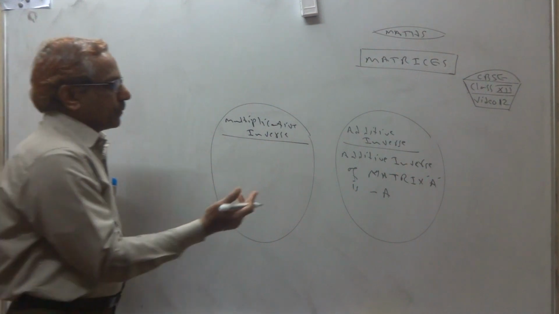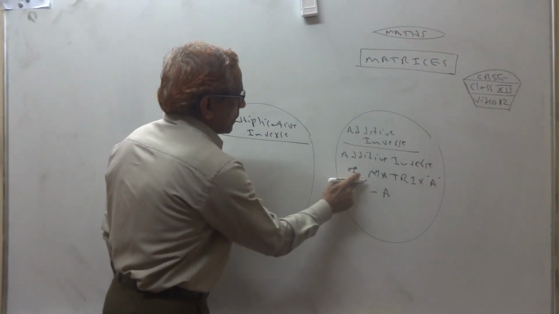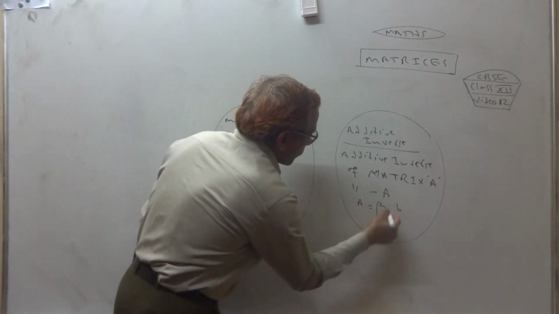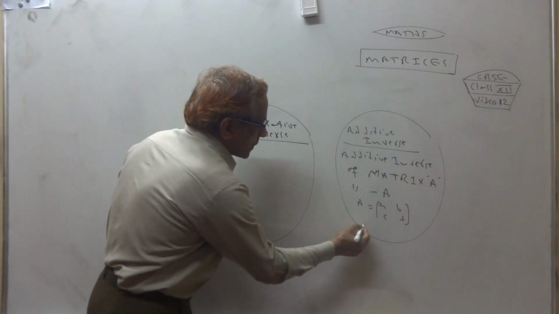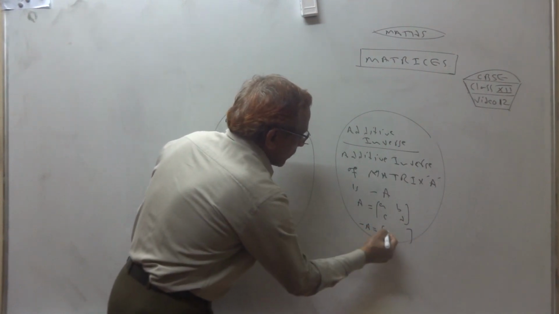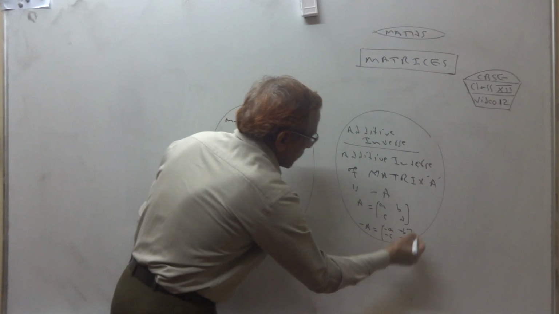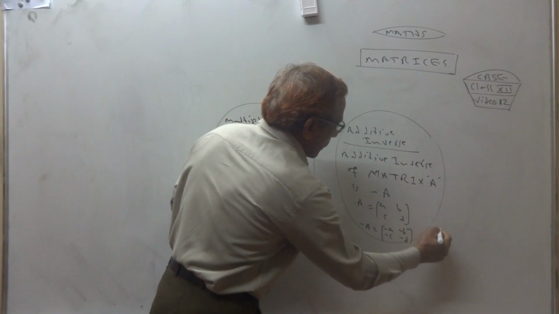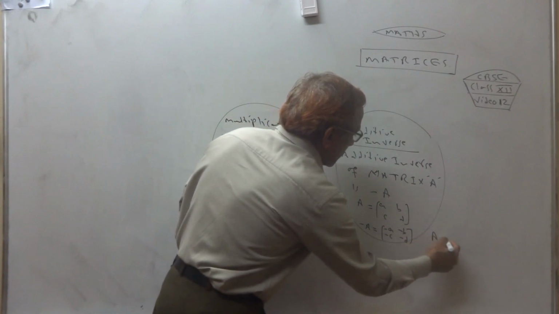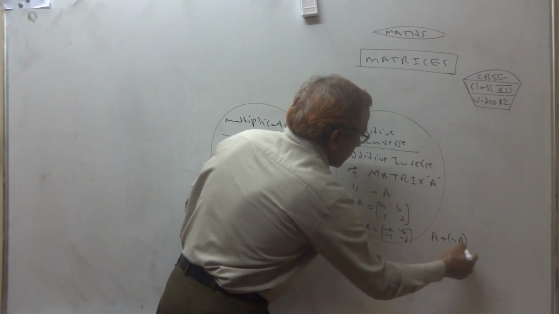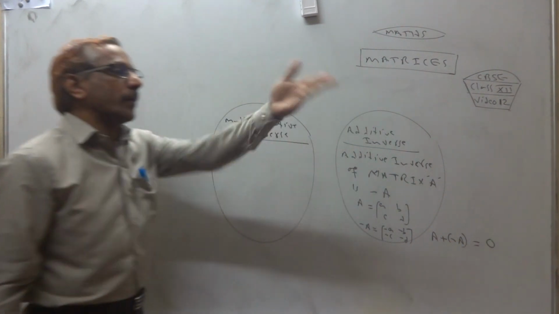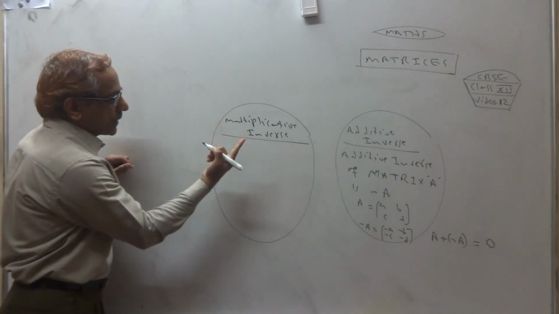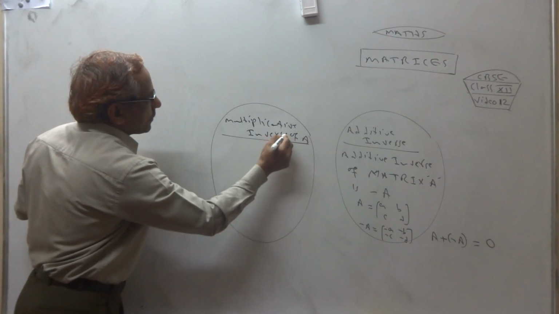What is the additive inverse of matrix A? Minus A. If A is [a b; c d], what is its additive inverse? Minus A, minus B, minus C, minus D. So we multiply by minus. The reason is that A plus minus A will be O. You get the zero matrix.